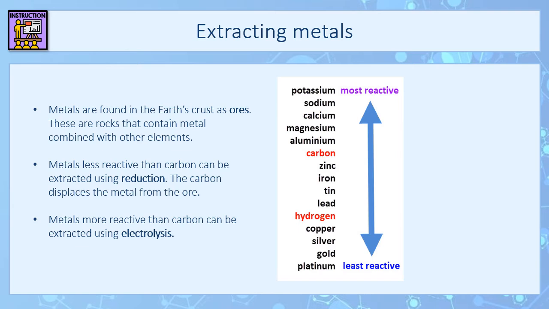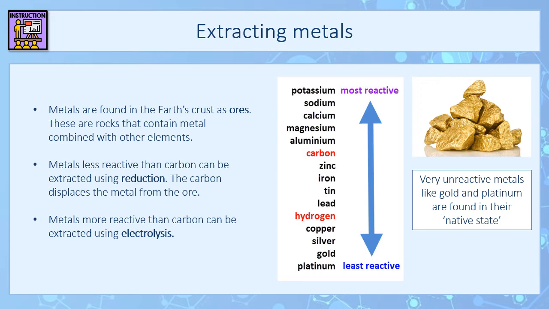However, metals that are more reactive than carbon won't be able to be extracted using reduction because carbon cannot displace them from their ore. So if the metal is more reactive than carbon, potassium, sodium, calcium, magnesium, aluminium on our table, those metals will need to be extracted using electrolysis.